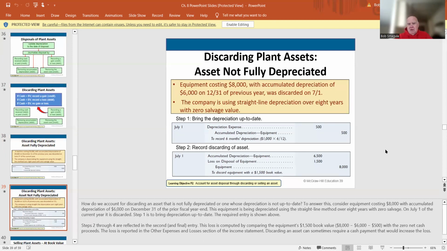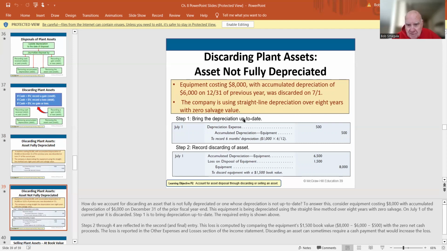Assets not fully depreciated, but we're getting rid of them. Equipment costing $8,000 with accumulated depreciation of $6,000 was discarded. Well, we just had to throw it away. When we say discarding it, we made no cash. We just had to throw it out. So remember our journal entry.